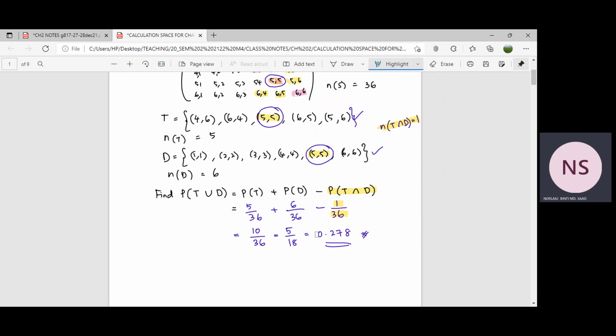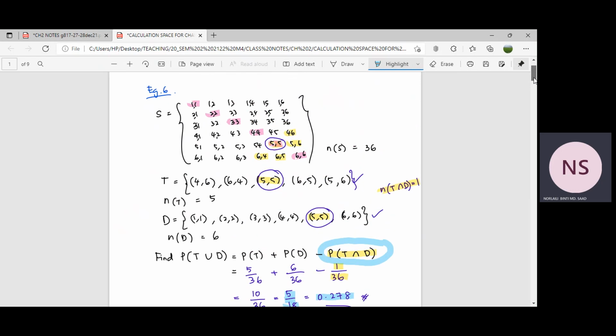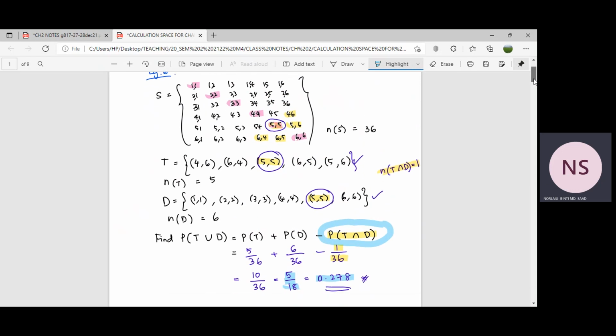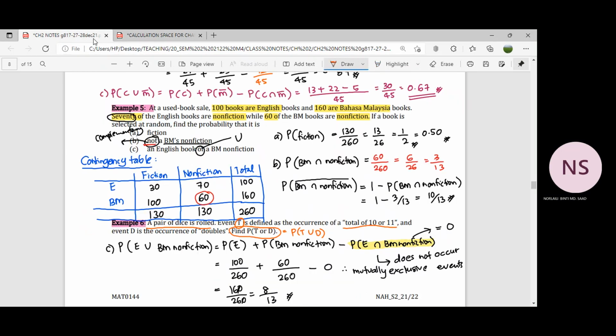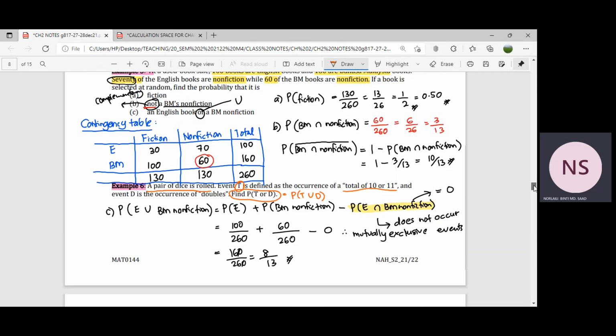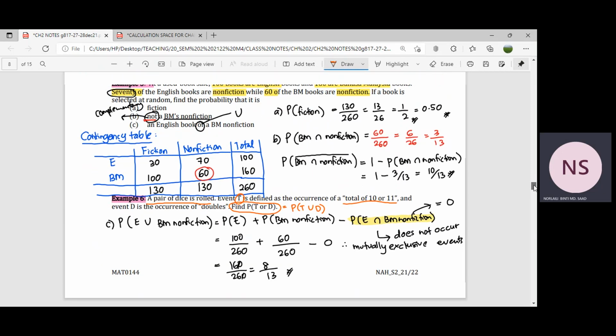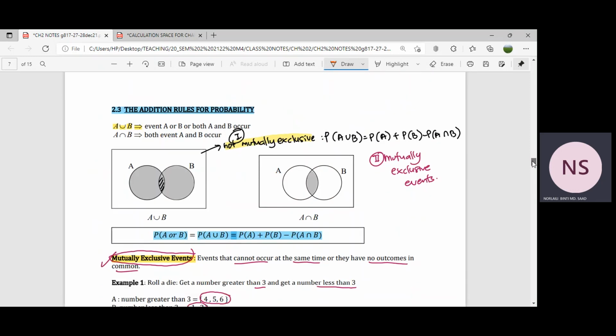Clear? Hopefully it is clear, and you need to be careful when dealing with the intersection between these two events. Sometimes we need to look back at the sample space, at the elements, to find whether there is an intersection or no intersection. So this is for 2.3, the previous class, about the addition rules.